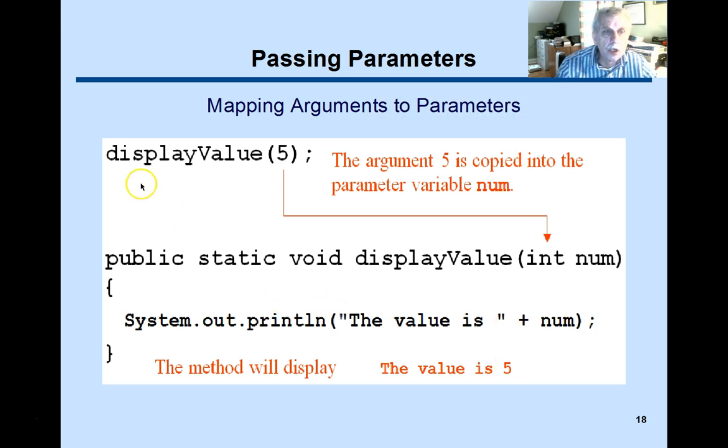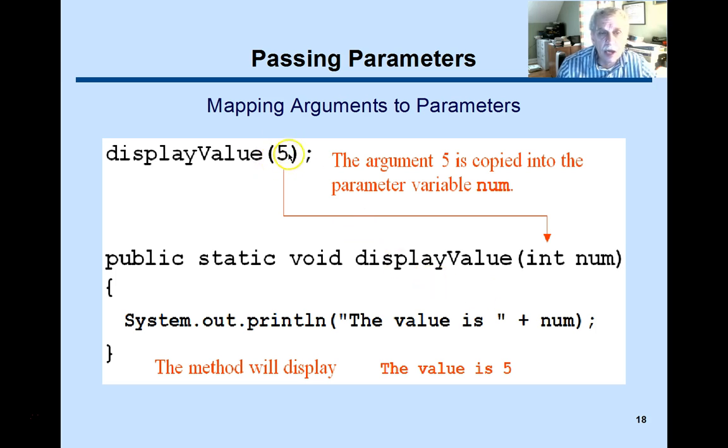So here we're calling display value. So here's 5. That would be the argument or the actual parameter that's passed to the display value method. The display value method is expecting an integer. Clearly 5 fits the bill. 5 is an integer. It maps nicely. That's another point when we make a call, is the data types have to be compatible.